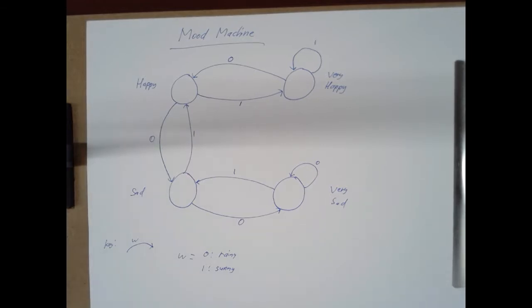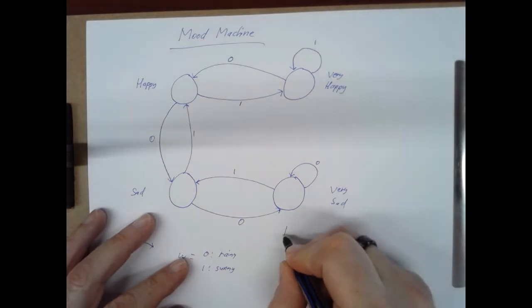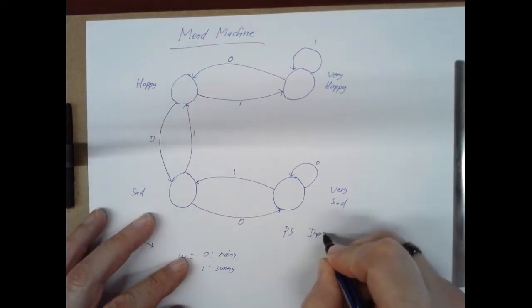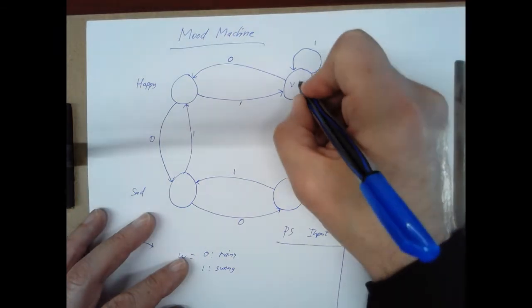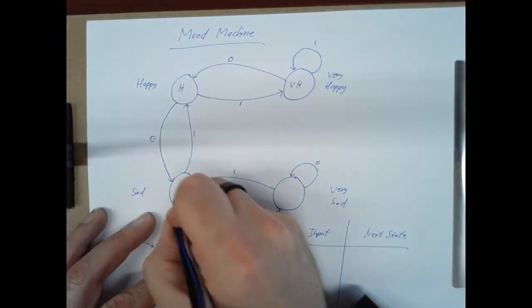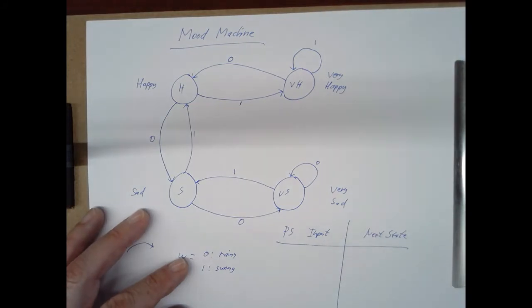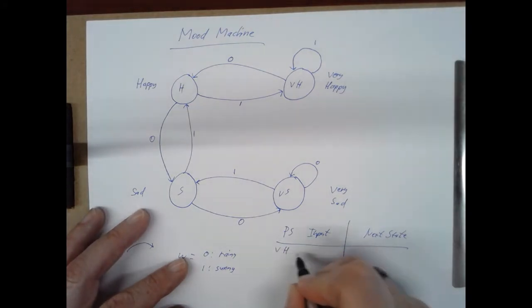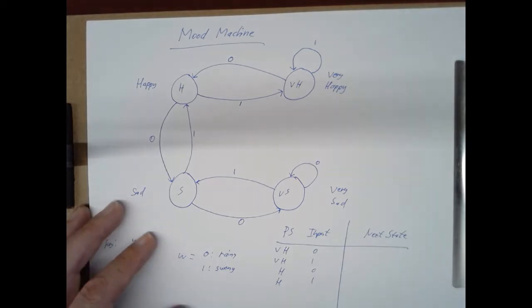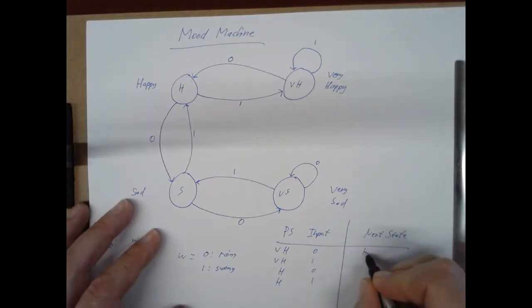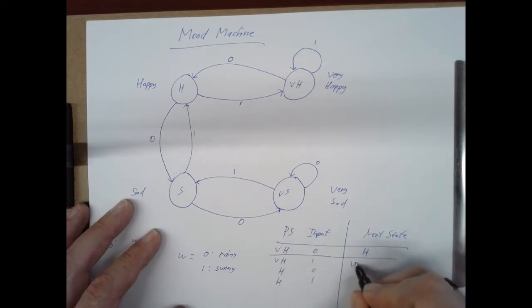And we could make a transition table. So present state, input, next state. And let me just label these states VH, H, S, and VS. So if you're very happy, your input could be a 0 or a 1. If you're happy, your input could be a 0 or a 1, and so on. So very happy and a 0, your next state's happy. Very happy and 1, your next state's very happy, and so on.